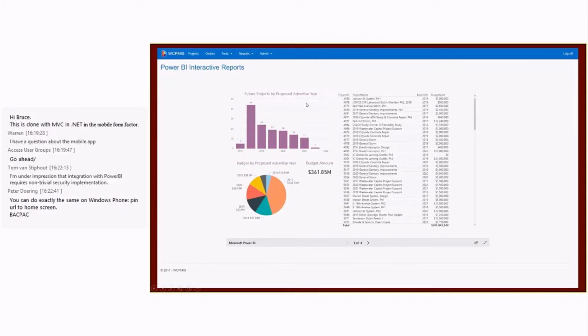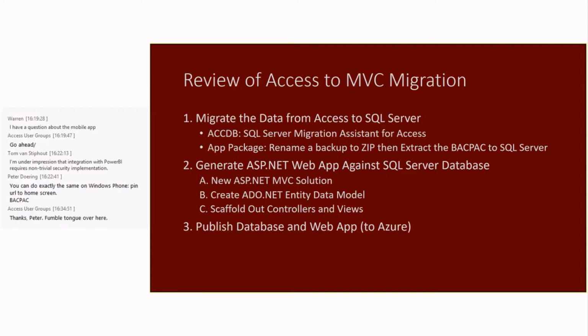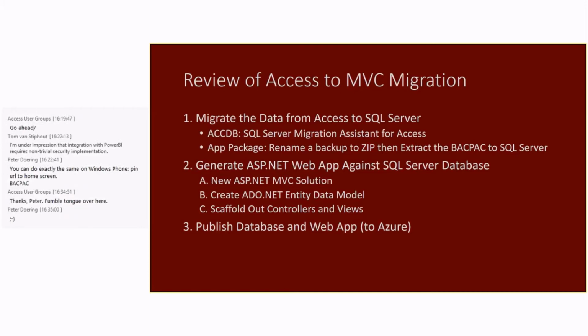Those are the two options. So first you've got to get your data into SQL Server, and there are two different ways of doing that. And then the second thing is to generate the MVC web app against your SQL Server database. And there are 3 steps to that: you create a new solution, you then create an ADO.NET entity data model. That's the model that maps from your tables into your code, and then you scaffold out controllers and views. And as you'll recall from last time, we didn't write any code when we were doing that at all.